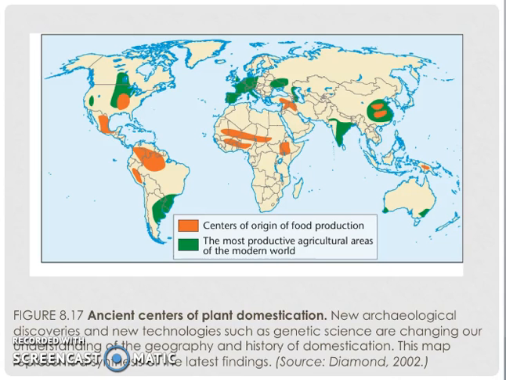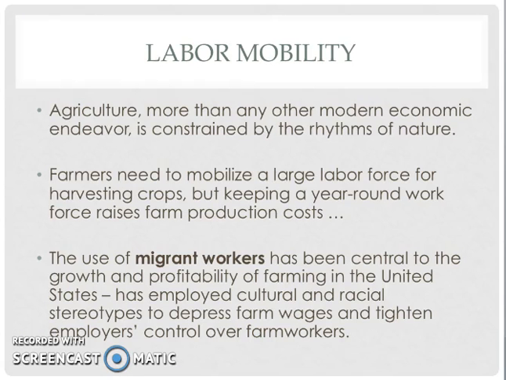To the theme of mobility, we can look at the ancient centers of plant domestication. Pretty interesting, both centers of origin of food production, also corresponding, in some cases, with the most productive agriculture areas of the modern world, in some cases not. Labor mobility, a very important part of agriculture, more than any other modern economic endeavor, is constrained by the rhythms of nature. Farmers need to mobilize a large labor force for harvesting crops. Keeping a year-round workforce raises farm production costs.